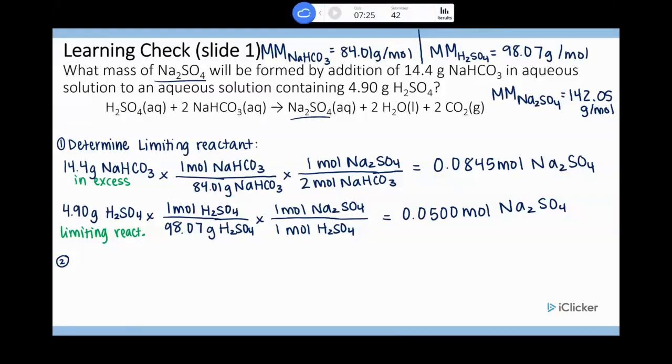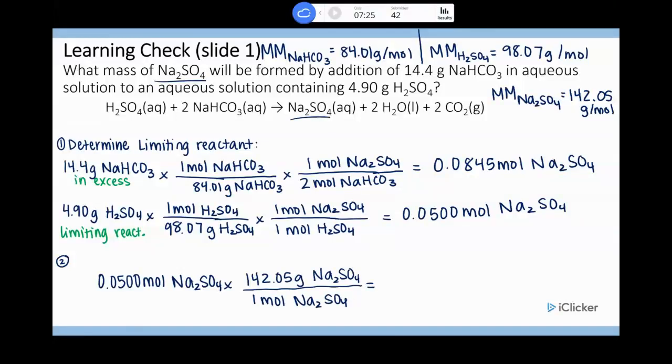Second part of the question is determining the mass of sodium sulfate produced. Well, we already know how many moles of sodium sulfate are produced, so we can just convert 0.0500 moles using its molar mass, 142.05 grams. And if we simplify, this is 7.10 grams of sodium sulfate.